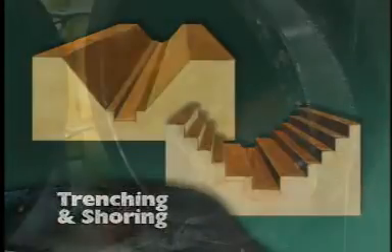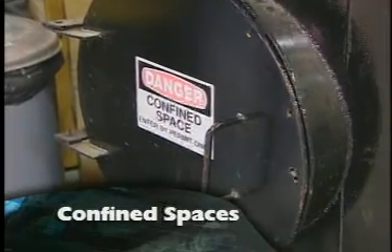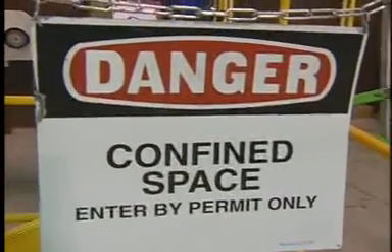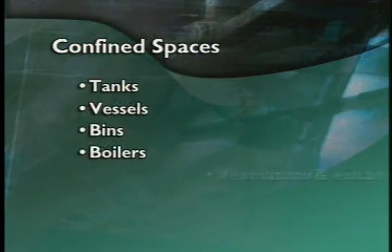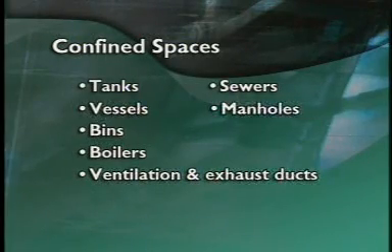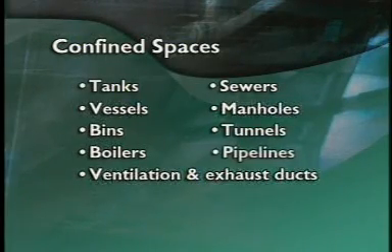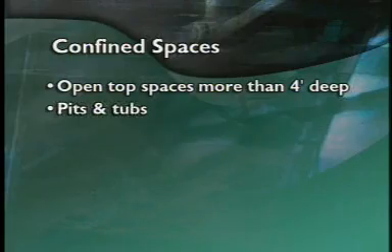OSHA requires employers to have detailed procedures before an employee can enter a confined space. Confined spaces include tanks, vessels, bins, boilers, ventilation and exhaust ducts, sewers, manholes, tunnels, and pipelines. Other examples include open-top spaces more than 4 feet deep, such as pits and tubs.